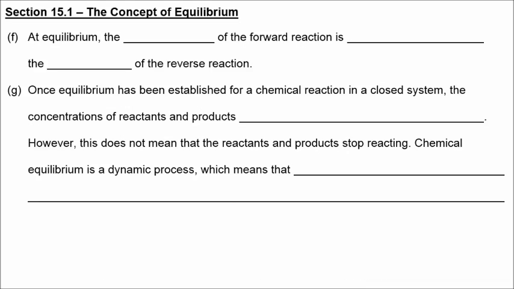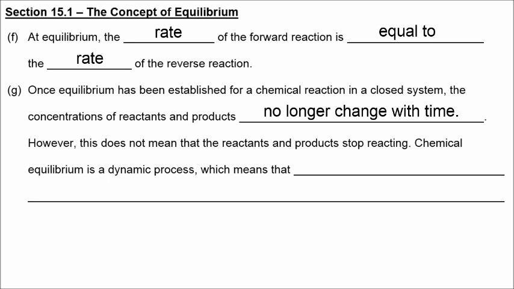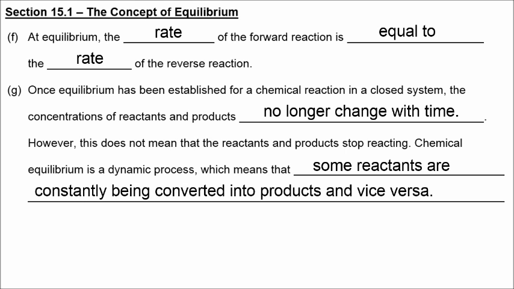And so we say at equilibrium, the rate of the forward reaction is equal to the rate of the reverse reaction. Once equilibrium has been established for a chemical reaction in a closed system, the concentrations of reactants and products no longer change over time. However, this does not mean that the reactants and products stop reacting. The dynamic process means that some reactants are constantly being converted into products and vice versa.